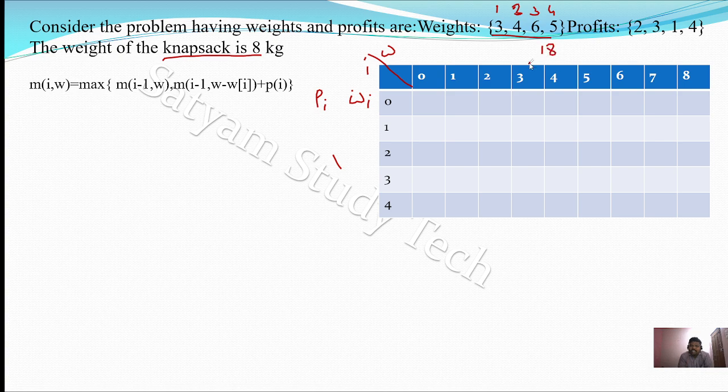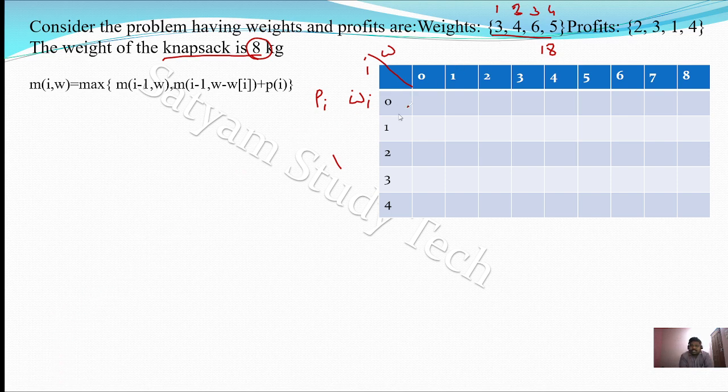The total weight is 18, if we consider all the objects, but the bag capacity is 8. So this problem is solved by using the dynamic programming approach. You can choose only weight 8, and you can get the maximum profit. Whichever objects you consider, you can get the maximum profit. That's why you can solve this problem now.